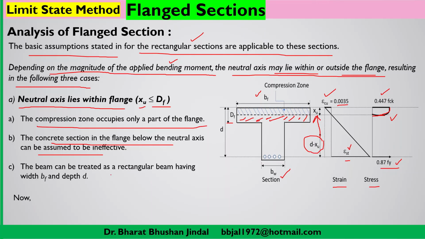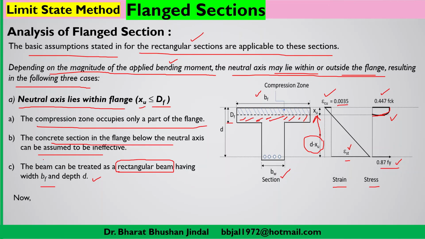Now you can treat a T-beam as a rectangular type of beam, as we have discussed earlier. What is a rectangular type? That means you can consider this to be a rectangular beam, having a width equal to bf and depth equal to the effective depth of the section. And accordingly you can very easily solve this type of numerical. You can even design, and you can do the analysis part.